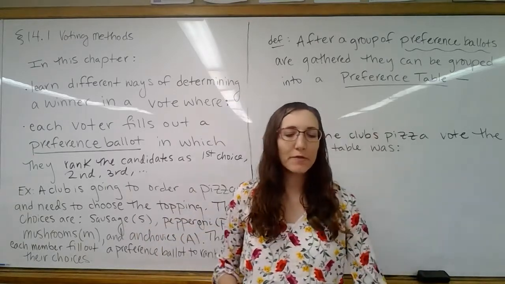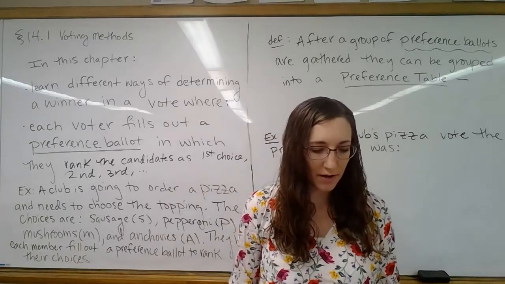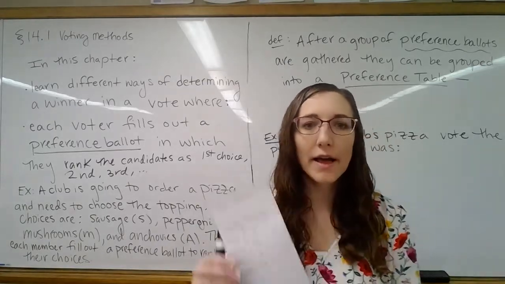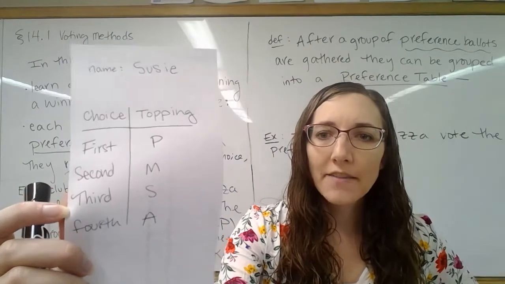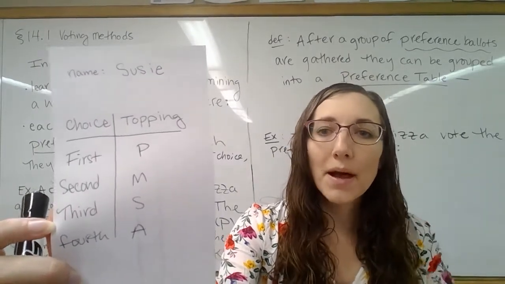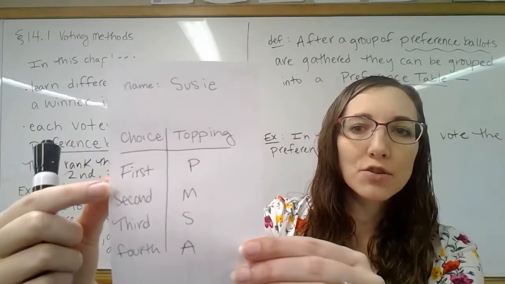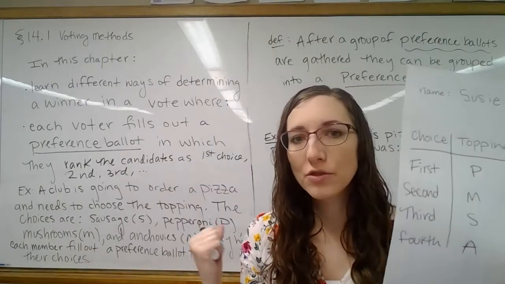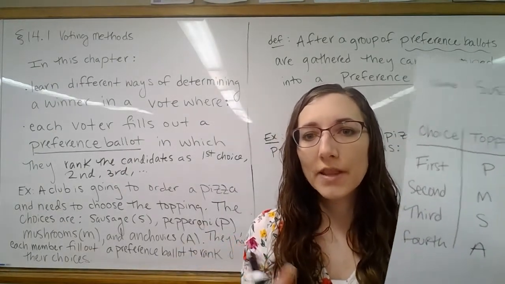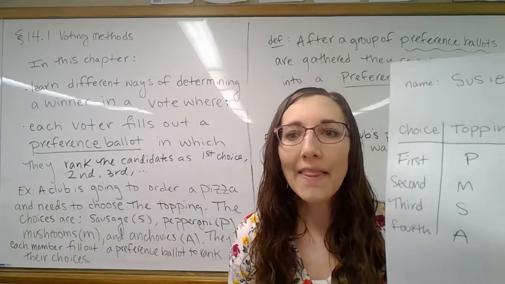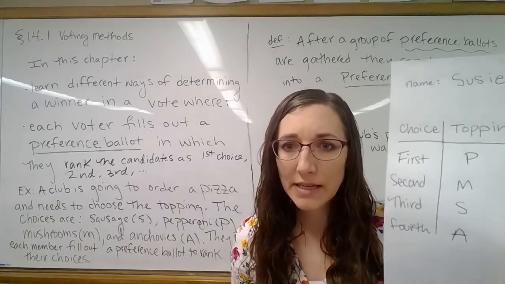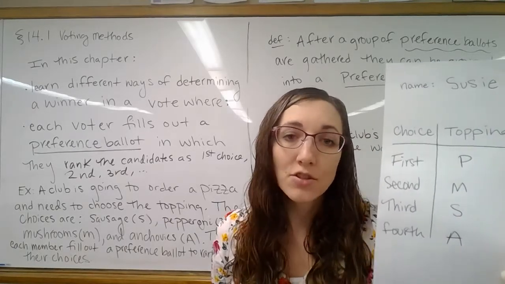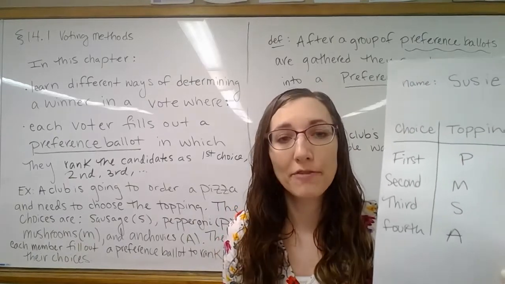And like I said, they have each member fill out a ballot that represents their vote, or their preference. I wrote down a couple examples of what those ballots could look like. For example, here I've got Susie's ballot. She has to rank her first choice, second choice, third choice, and fourth choice of what toppings she would prefer. Using our little shorthand, she prefers pepperoni first, then mushrooms second, sausage third, and her fourth and last choice is anchovies. So that's her preference order, her preference ballot.